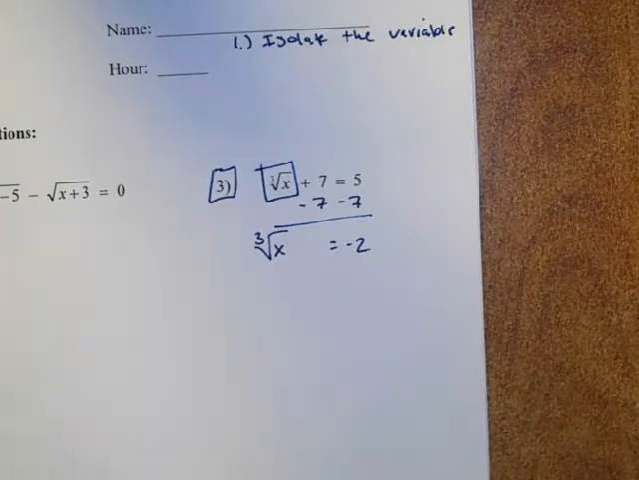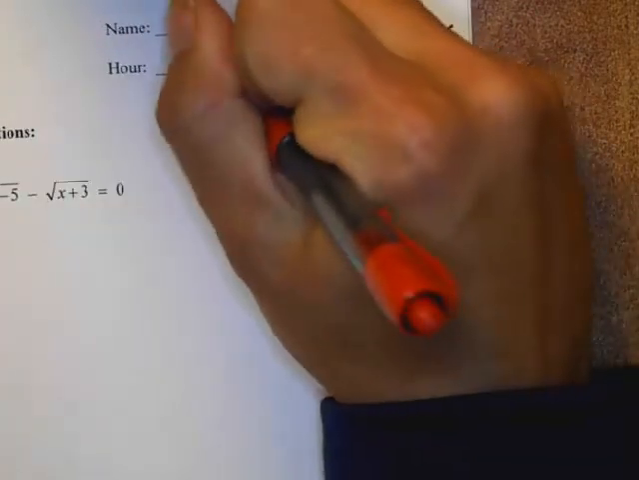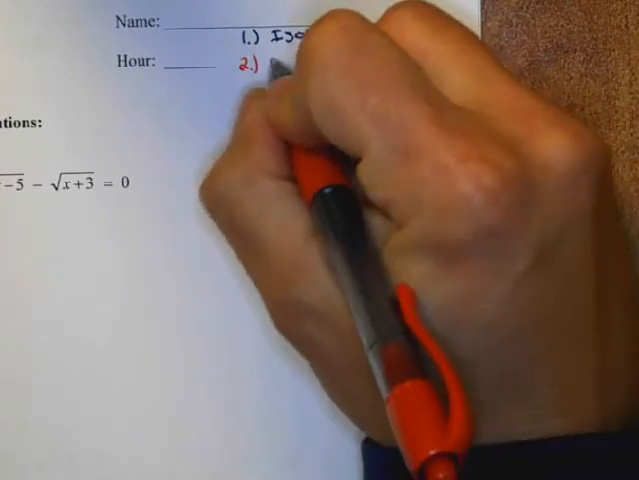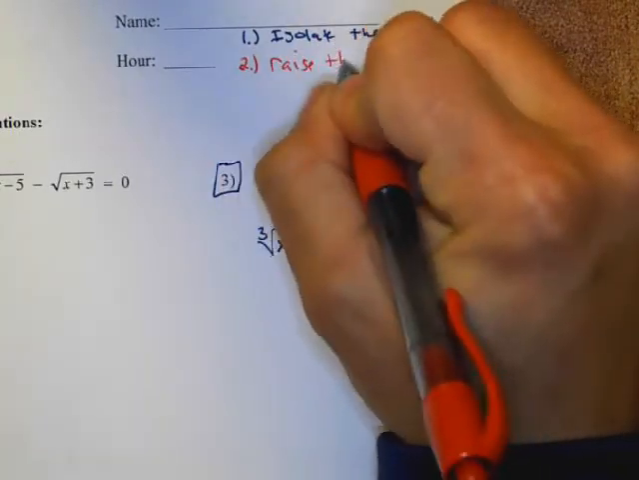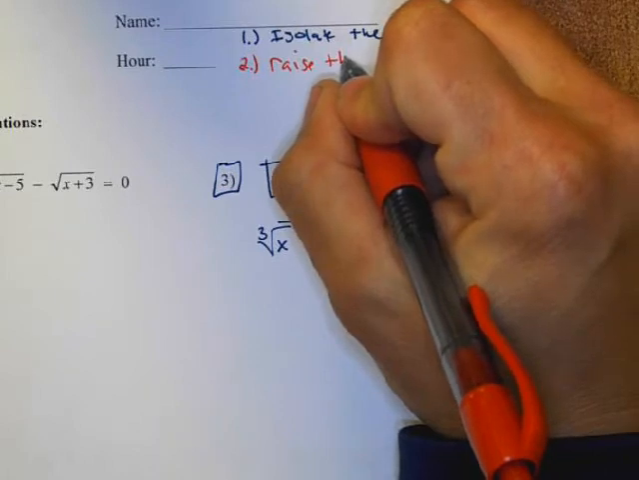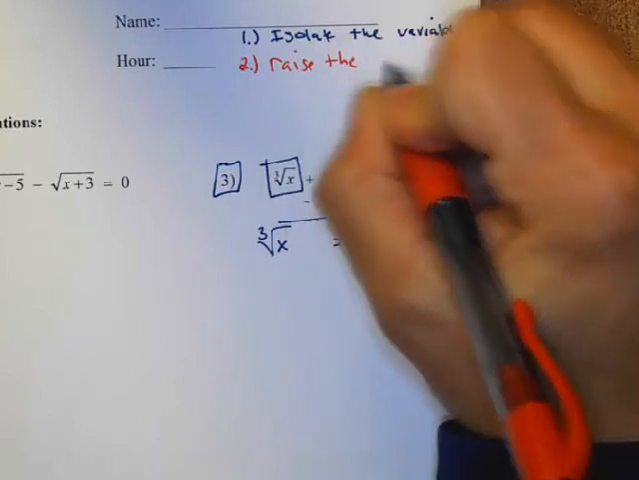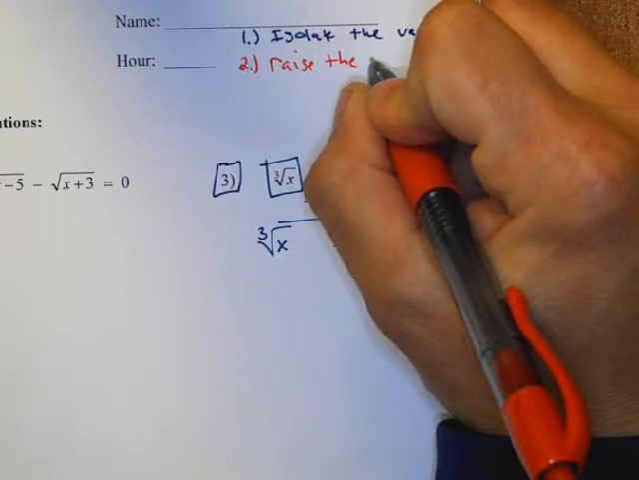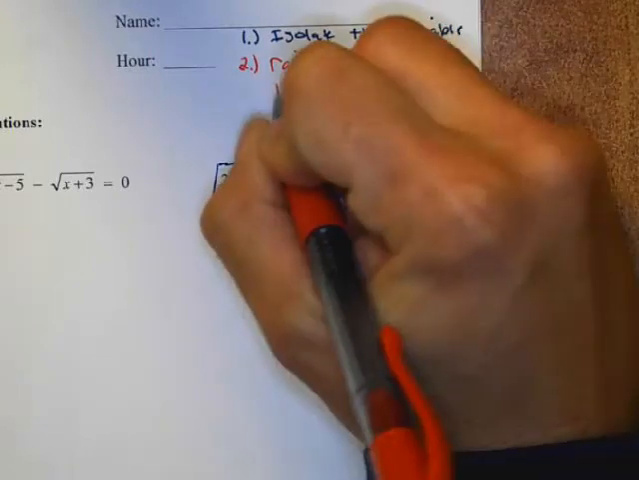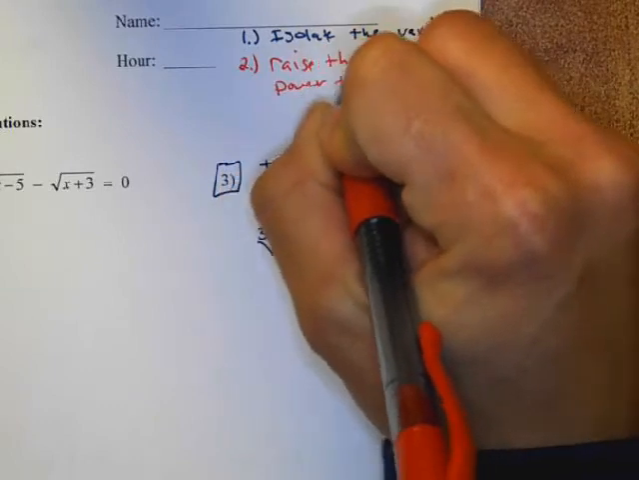Then the second step is different now. This is where we're going to get rid of the cube root. So we're going to do the reciprocal. So we're going to raise to the reciprocal to both sides.